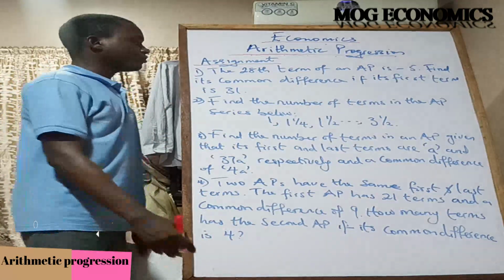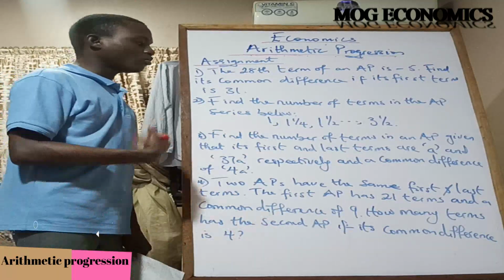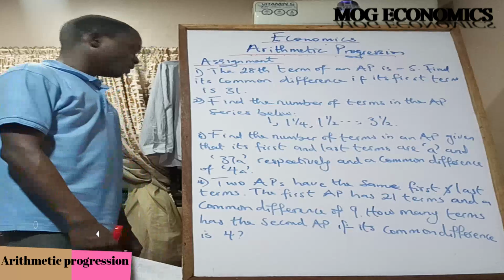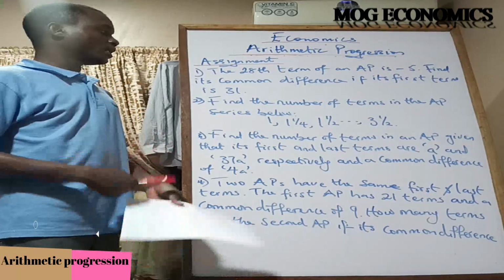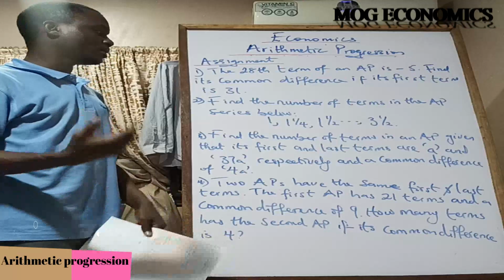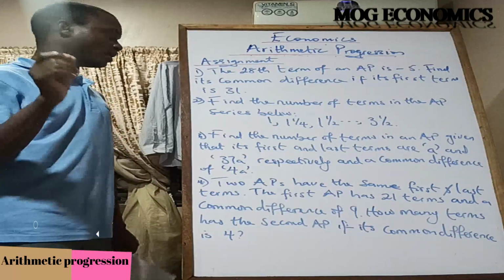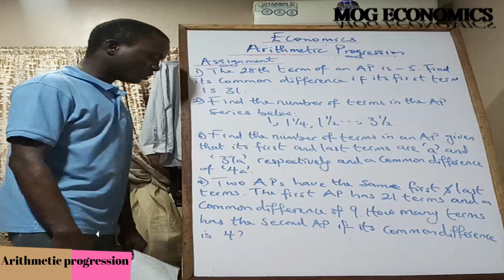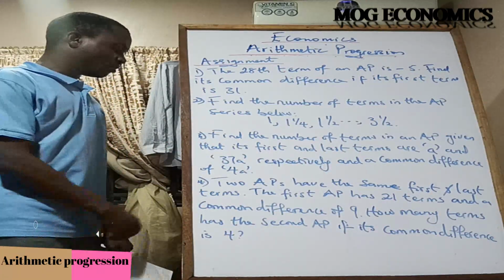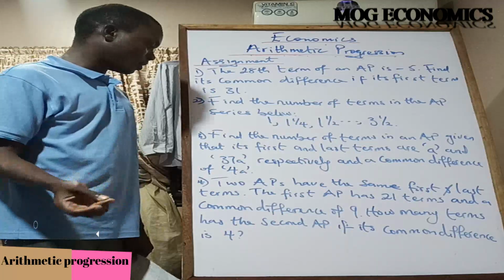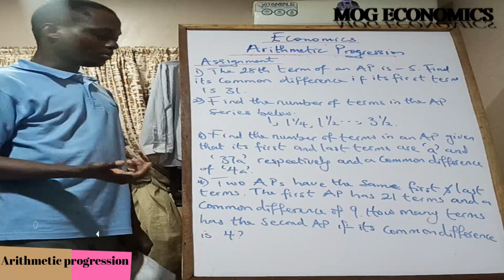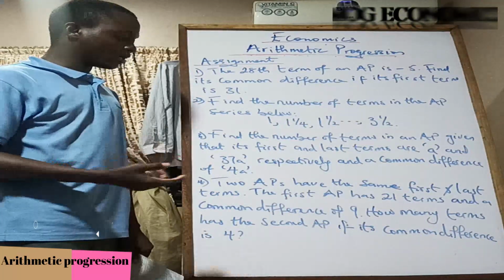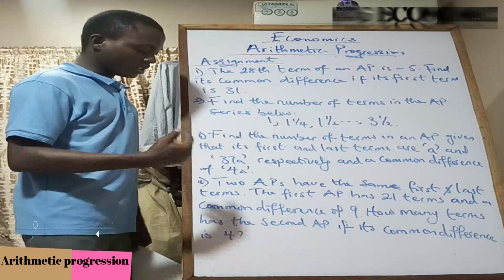That's it. Number 2, find the number of terms in the AP series below: 1, 1/4, 1.5, and so on, until you have 3.5, which is the last term. And number 3, find the number of terms in an AP given that its first and last terms are A and 37A respectively, and a common difference of 4A. Now number 4, 2 APs have the same first and last terms. The first AP has 21 terms and a common difference of 9. How many terms has the second AP if its common difference is 4?